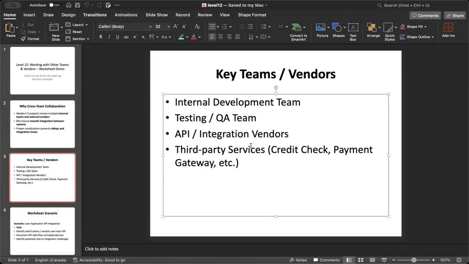What does it mean? Let's look at the common teams involved in most projects. You work closely with the internal development team, right? Who builds the application? So your developers. You also coordinate with the QA team to validate the integrations. And in addition to that, you interact with API vendors and third-party services, like credit checks or payment gateways. These are a few examples, okay?